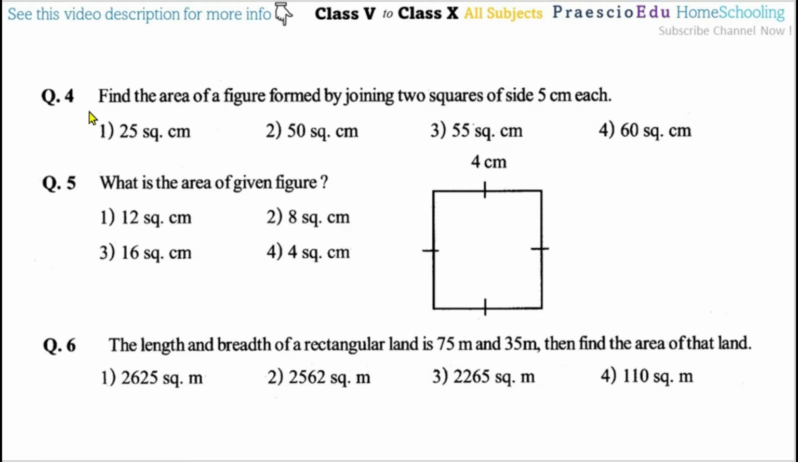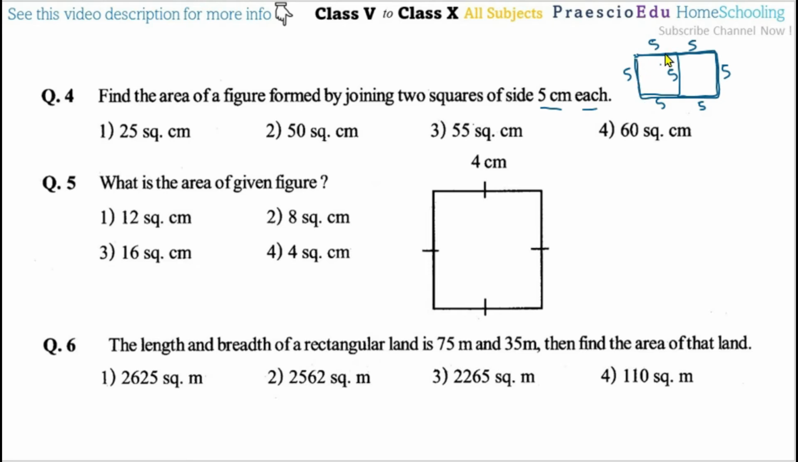Then question number 4, find the area of the figure formed by joining two squares of sides 5 centimeter each. So find the area of the figure formed by the two squares. Okay, so we can say, suppose this is one square, which is having 5 and this 5 and this 5 and this 5 also, and we are joining the two squares. So this is one square and the same square having 5 centimeter sides we are joining. So after this joining, this complete figure, its area we have to find out.